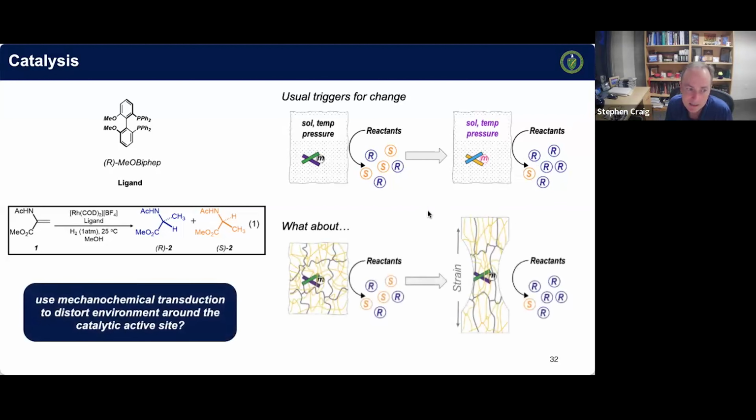And so the question that we've been asking more recently is, can I use strain in the material to change the nature of that enantioselectivity?